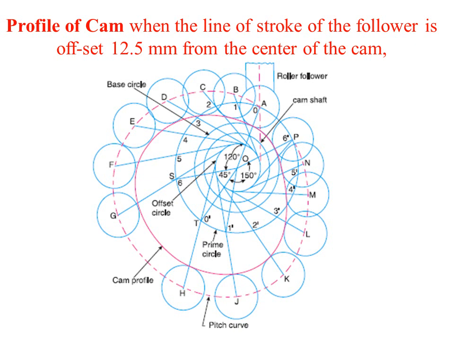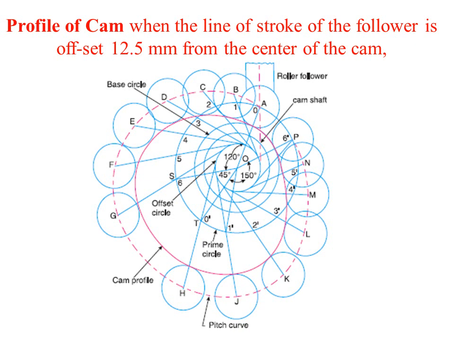Mark all the points on the prime circle, the points 1, 2, 3, 4, 5, 6 and 0, 1 dash, 2 dash and so on. After marking the points, draw the lines such that they are tangent to the offset circle. That we should always remember. So whenever there is an offset, the lines that we draw will always be tangential to the offset circle.